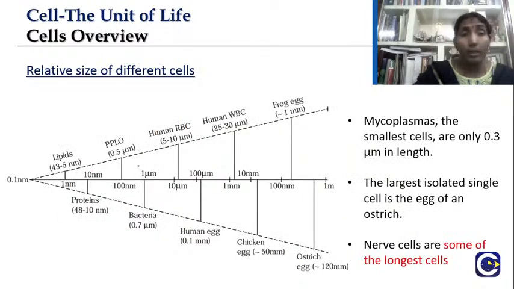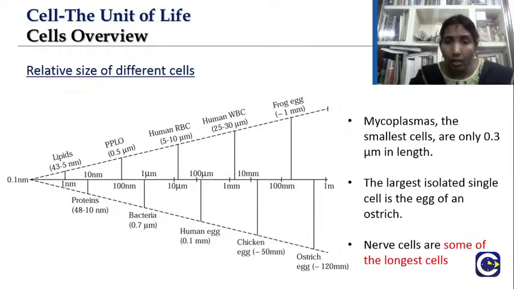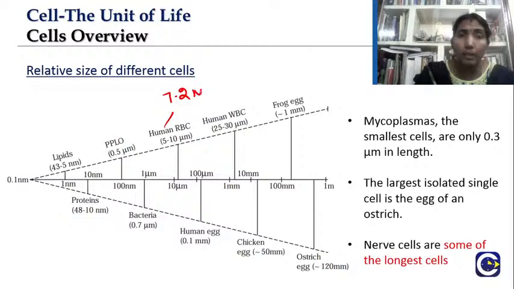Now when I look into the size of the cell, my God, from where to where we are. Yes, see, the ostrich egg is 120 mm. The human egg, see, is 0.1 mm. And look at the RBC, it's 7.2 micrometers in diameter. Yes, the monocytes are the largest among the blood cells. They are around 18 to 22 micrometers in diameter.